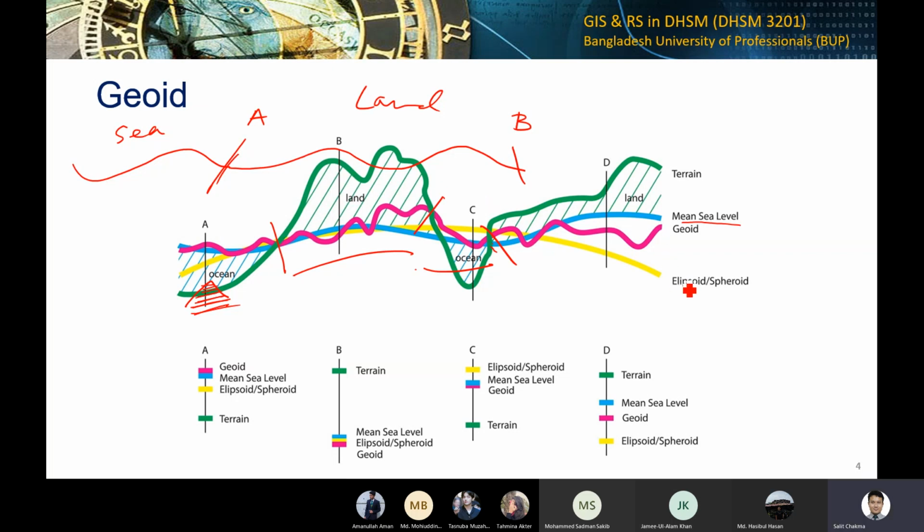On the other hand, if you think about the surface of the ellipsoid or spheroid, it's very, very simple because it's simply a geometric diagram or geometric pattern. So that's why it has a very smooth surface. It has a very limited shape.